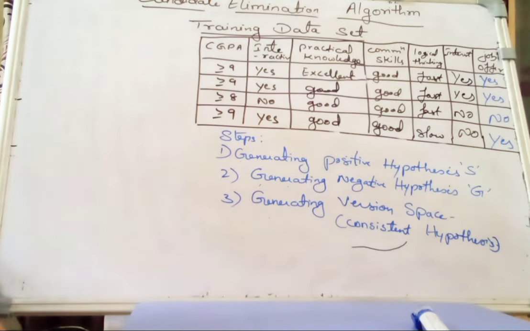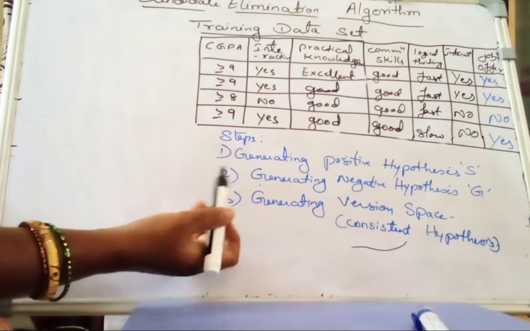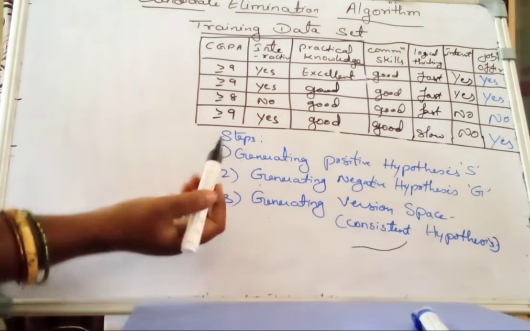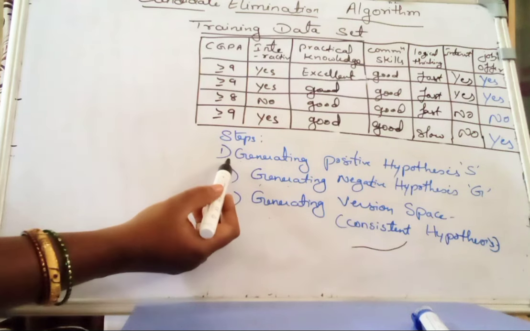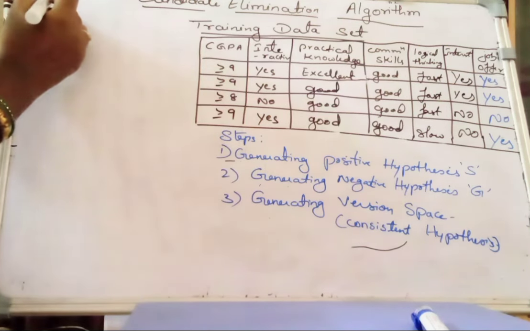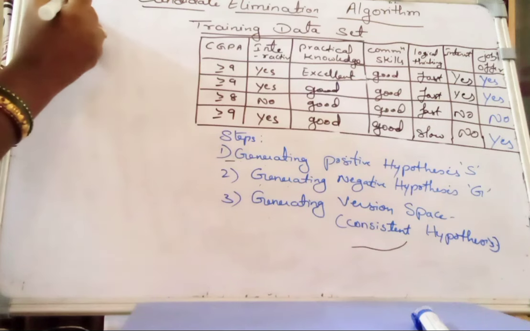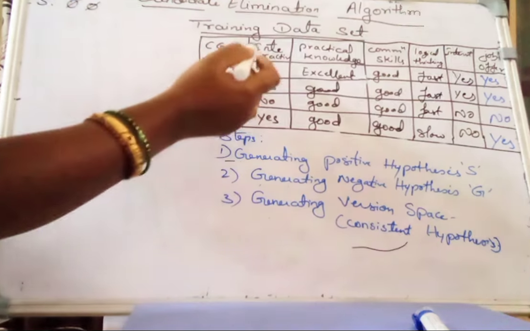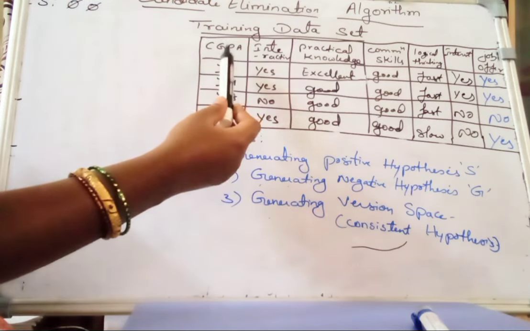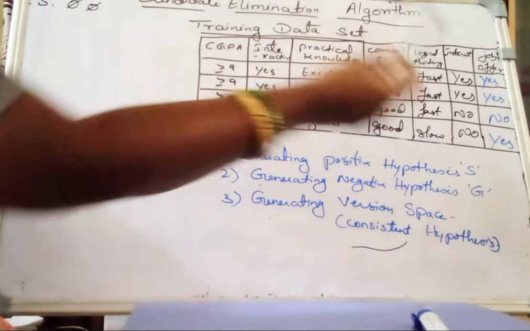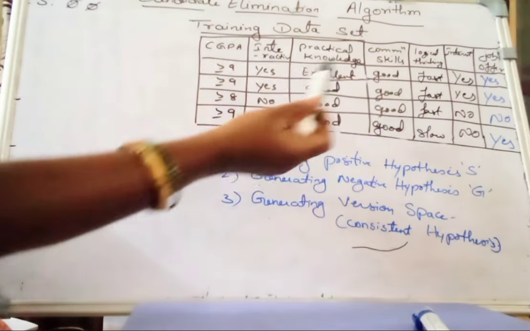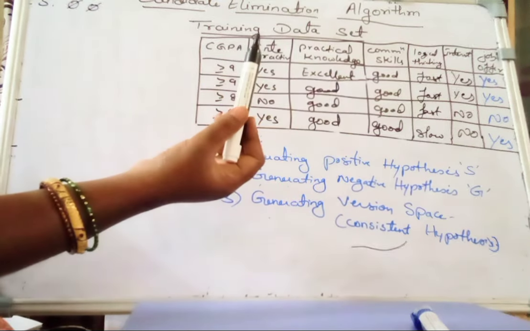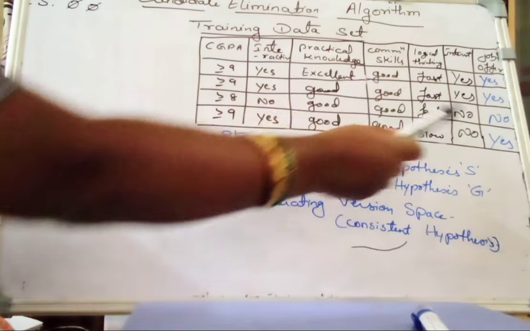To generate that, first we try to generate the positive hypothesis set S. We start with a specific hypothesis. How do we represent our specific hypothesis? It will not match anything. If you see this table, you have 6 attributes, or 6 independent attributes, and the last column, job offer, is a dependent attribute.